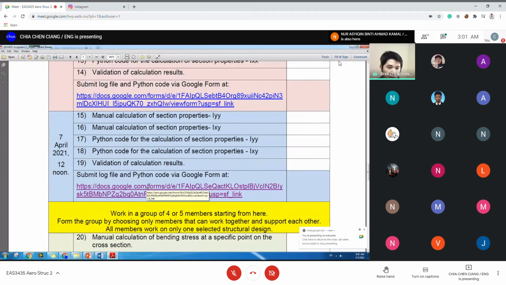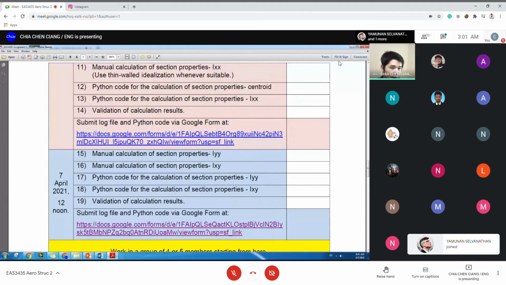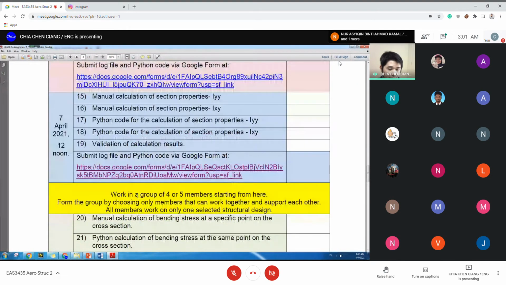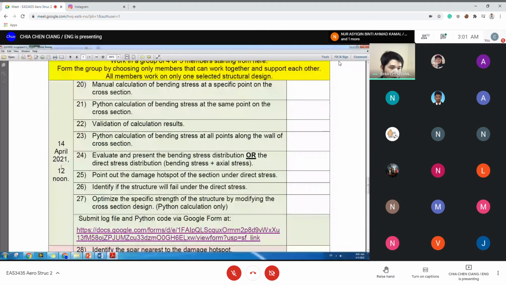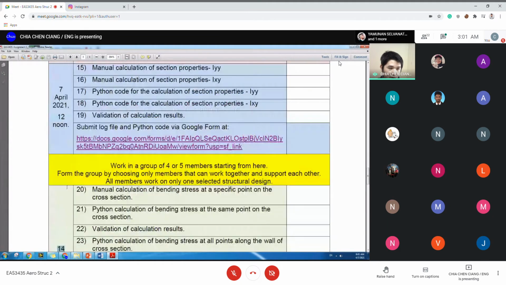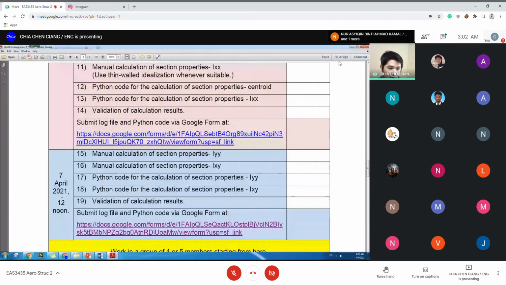So when you submit, please make sure that you submit to the correct link. For example, I received one submission to the form set up for 14 April, and I actually don't know whether it's for today's one or for next week. So please make sure that you submit using the correct link.